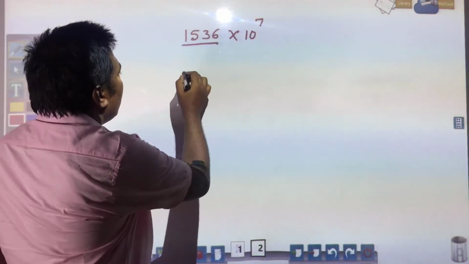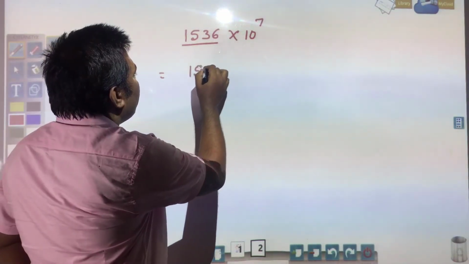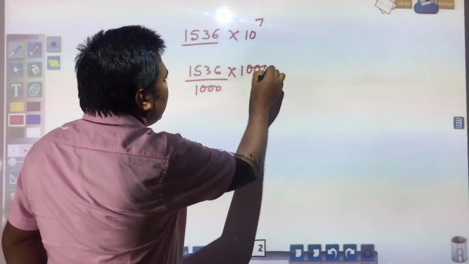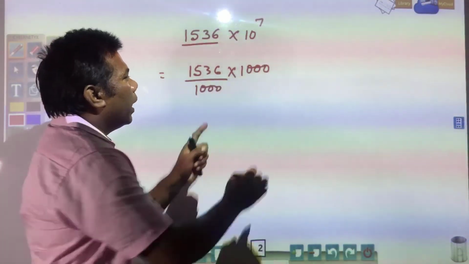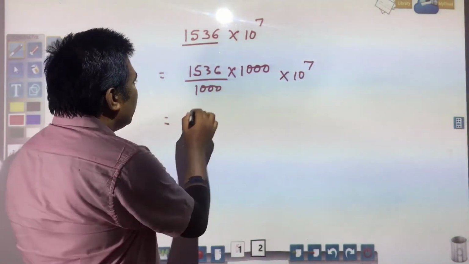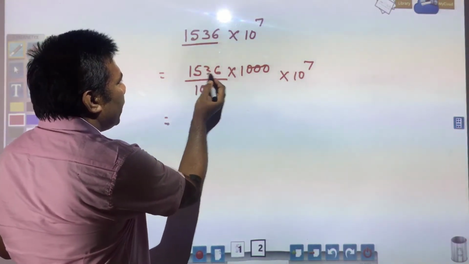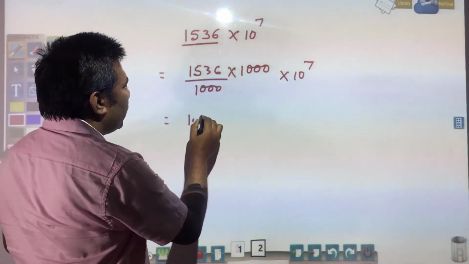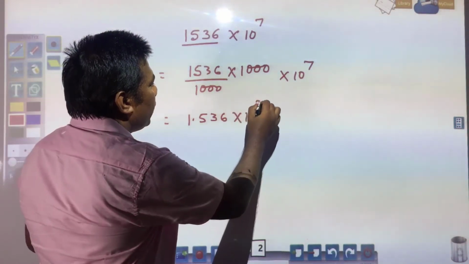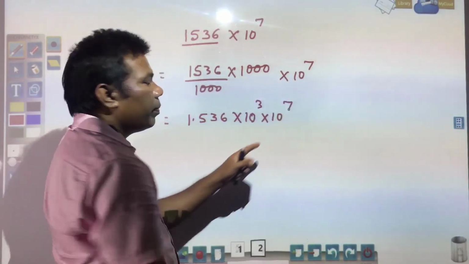What will you do? Just after one digit you need to put a decimal. So 1536 divided by 1000, and this is required to be multiplied also by 1000, and then you have 10 to the power 7. With these 3 zeros, 1 2 3, just after the first digit you put the decimal: 1.536. Now this is 10 to the power 3, 3 zeros you have, into 10 to the power 7.